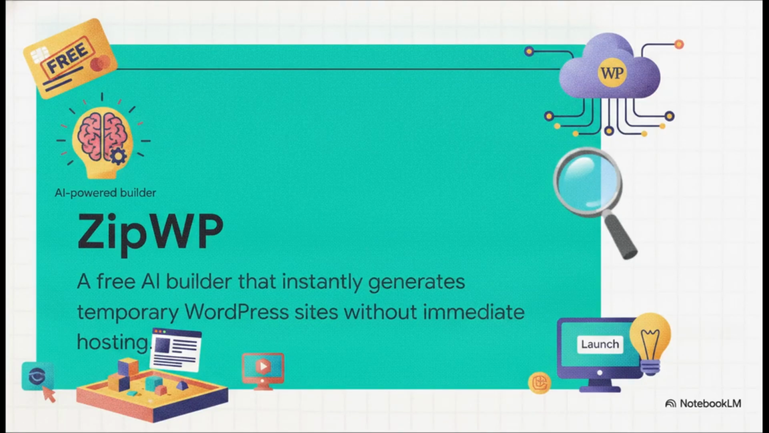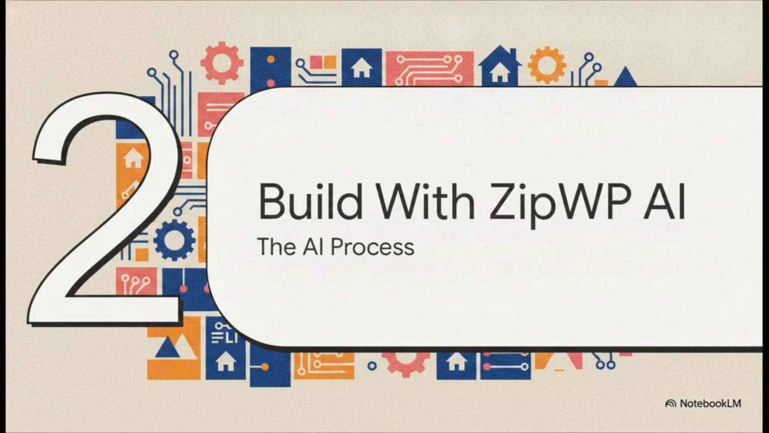Now, there's this tool called ZipWP, and it completely removes those annoying initial technical hurdles. You know, like pulling out your credit card to buy hosting or trying to figure out how to install WordPress manually. ZipWP is a free, AI-powered builder that instantly generates a temporary WordPress website for you. It's basically your immediate sandbox. You can build, design, and just test out your ideas right on the spot without any upfront commitment. How cool is that?